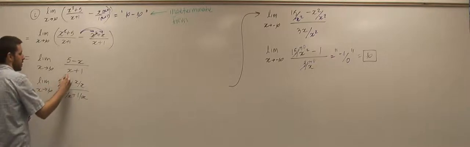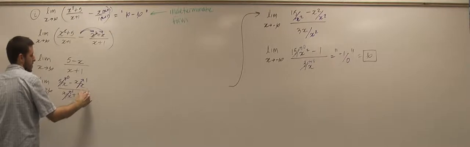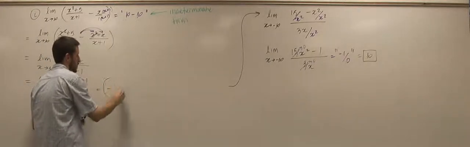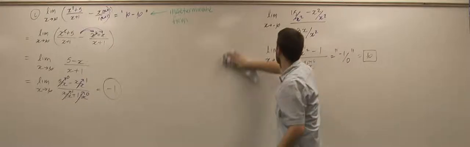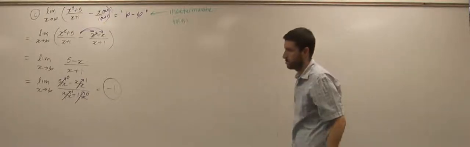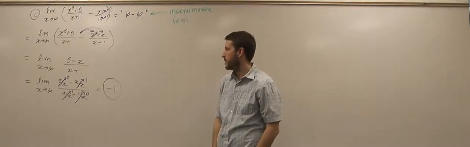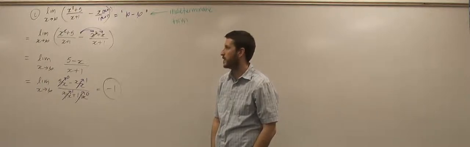This guy goes to 0. This guy is just 1. This guy is just 1. This guy goes to 0. So you get negative 1 over positive 1. Infinity minus infinity is another indeterminate form. You have to simplify something.